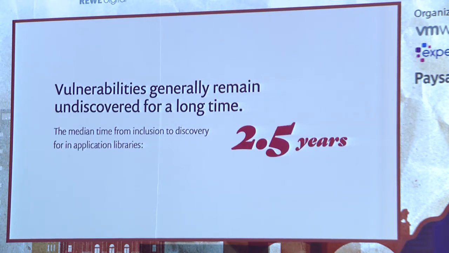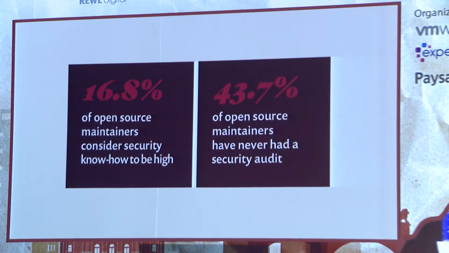In terms of the amount of time a vulnerability will remain in code until being discovered, the vulnerabilities can, on average, stay in code for a couple of years, 2-3 years, before they're known. If we look at whether open source maintainers have high security knowledge, well, only 16%, almost 17% of people consider their security know-how to be high. Almost half of those open source libraries have never had a security audit at all.